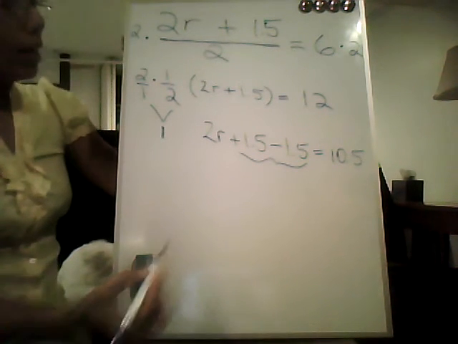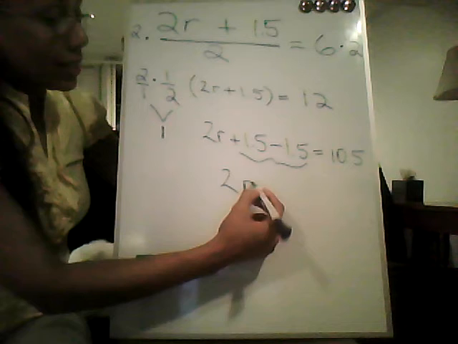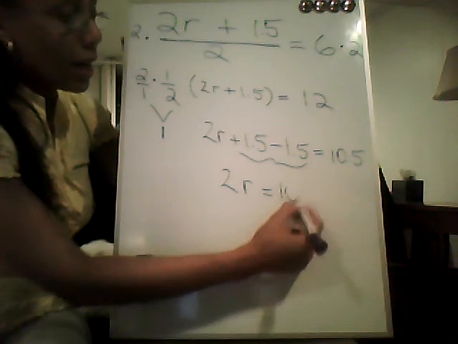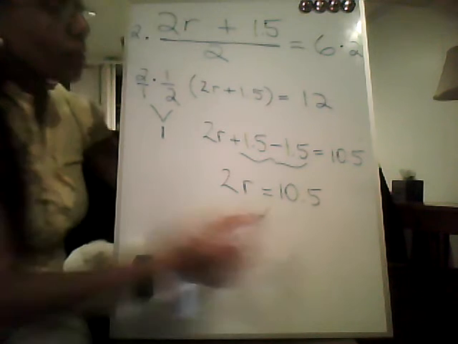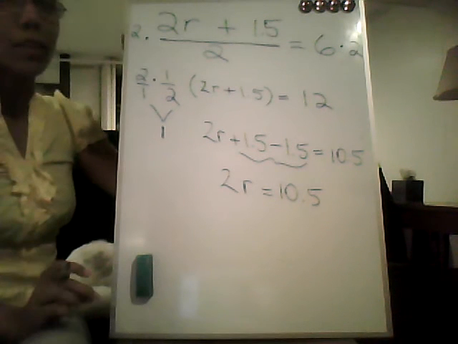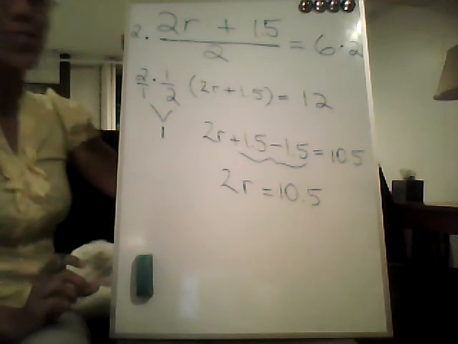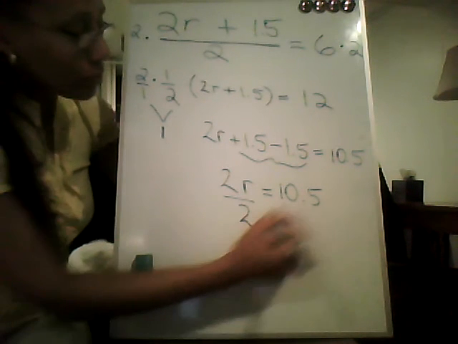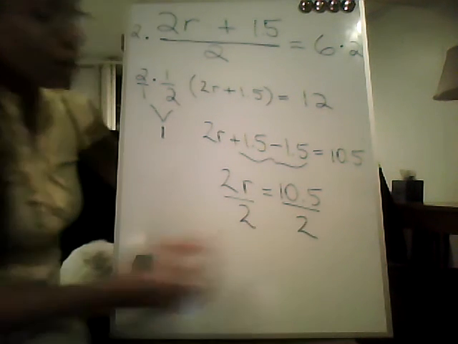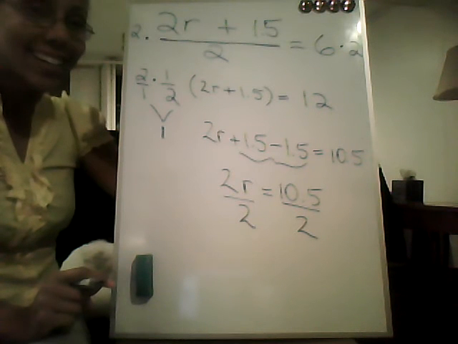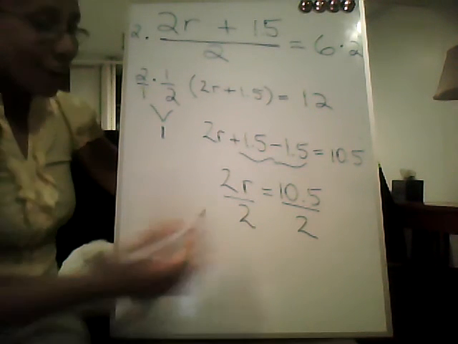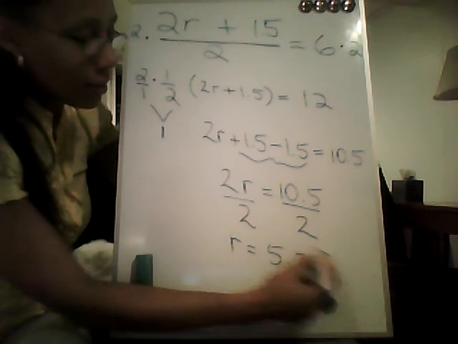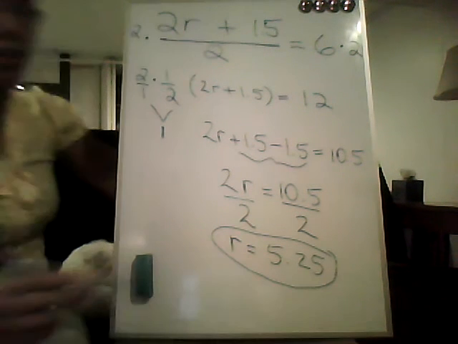Now, 2r is the last operation that we have to look at, and it is the first operation that occurred in our story. The last shall be first, and the first shall be last. So, let's divide by 2 to find out what r was originally. Before it was doubled, r was in fact 5.25.